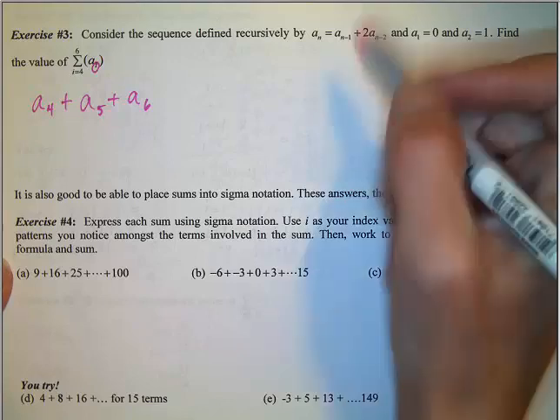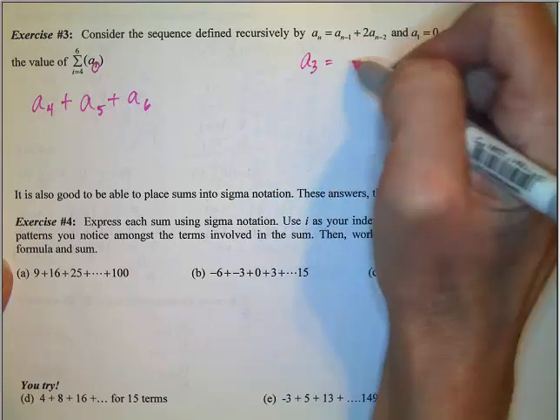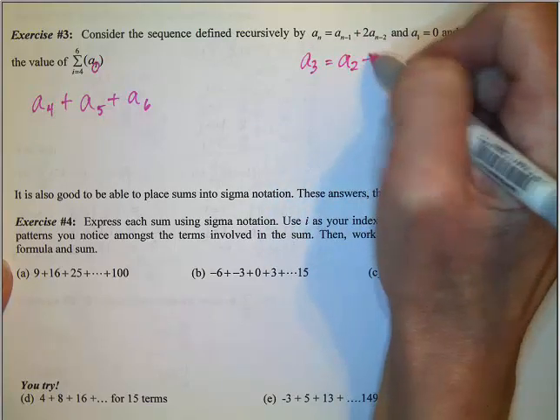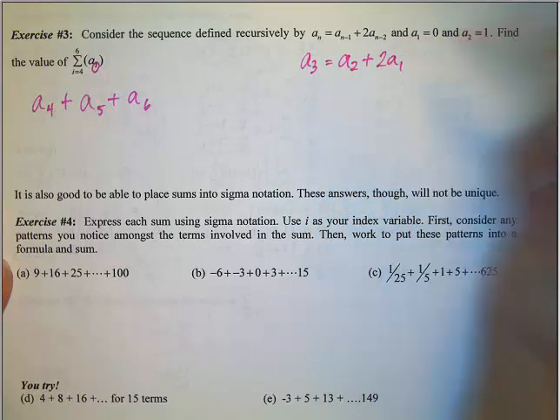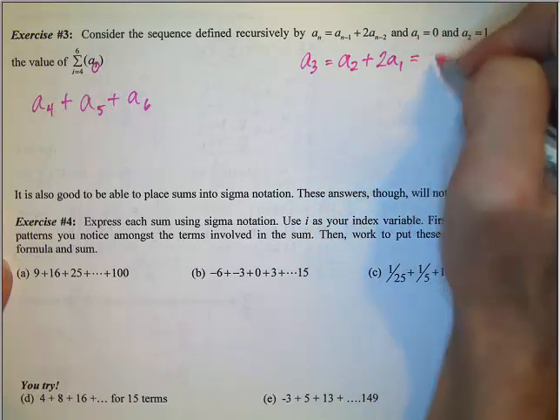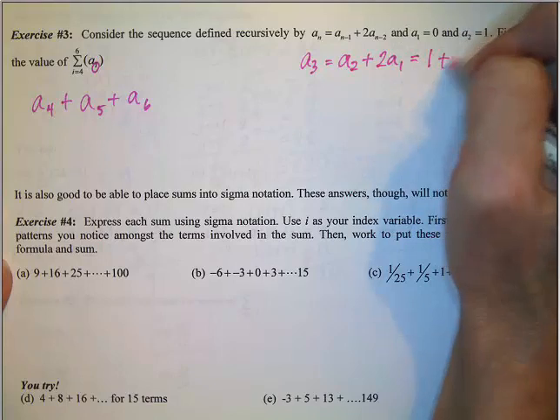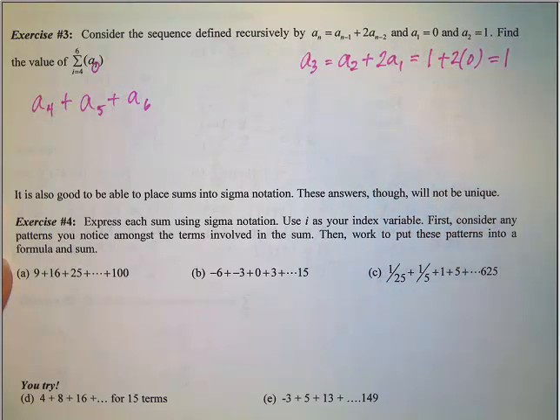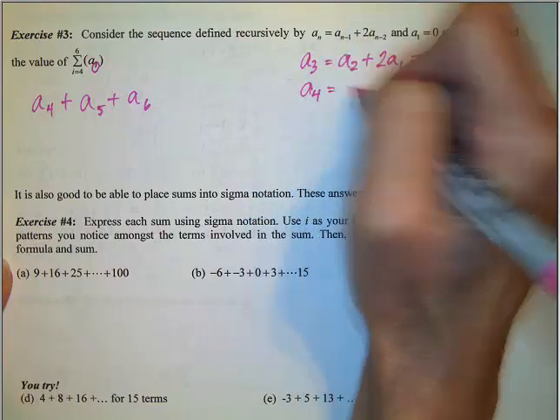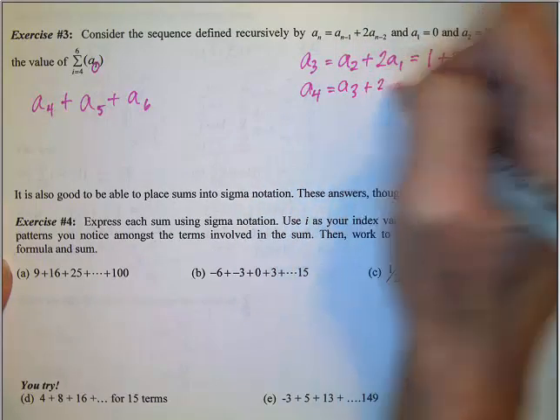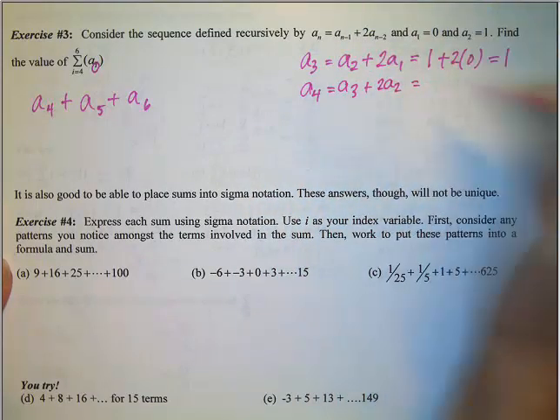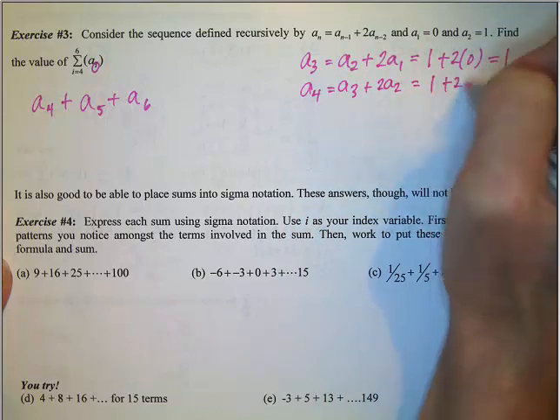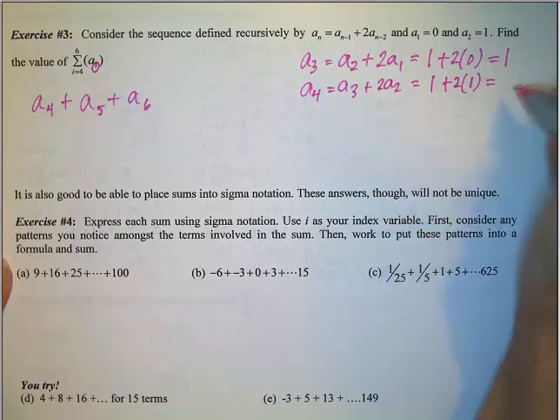So the 3rd term is the 2nd term plus 2 times the 1st term. So a sub 2 is 1 plus 2 times 0. So my answer is 1. The 4th term is the 3rd term plus 2 times the 2nd term. So 1 plus 2 times 1, which is 3.